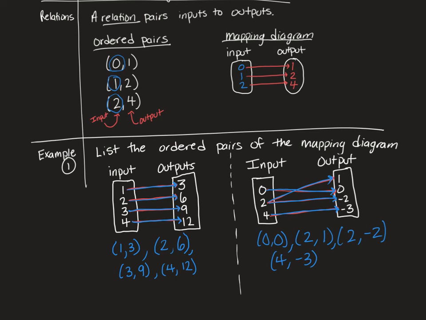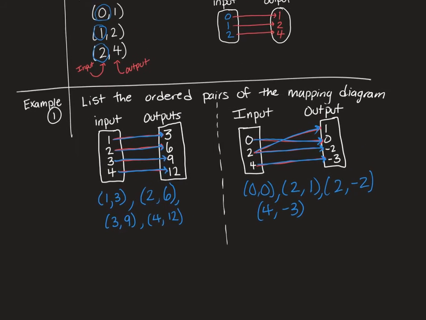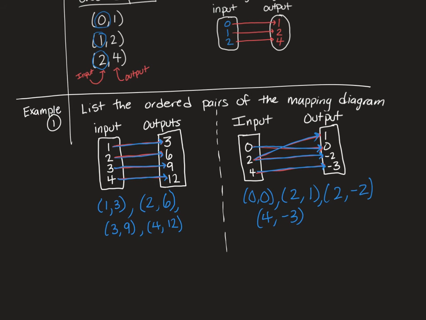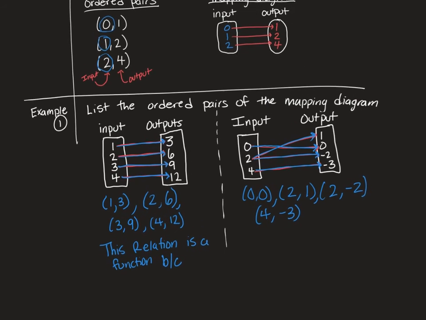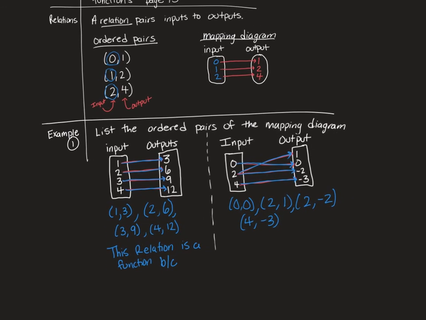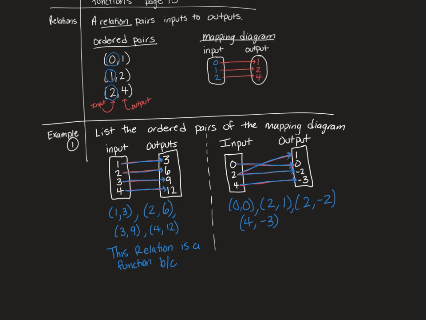Now the question here is: is this a function or not? If we look at our first example, every input has exactly 1 output. So this relation is a function, and I'm going to put "because" each input has exactly 1 output.